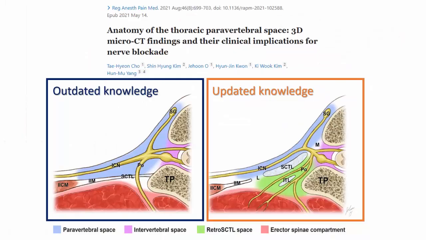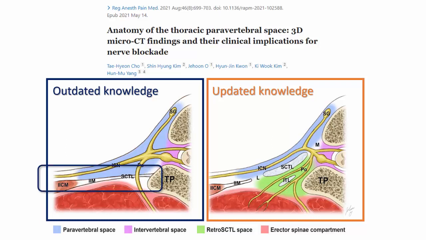Our understanding of the thoracic paravertebral space and its communications with the plane under the erector spinae muscle has been further enhanced by this unique paper that was published just a few months ago. Cho and colleagues used sophisticated micro-CT scanning techniques to delineate the anatomy of this area. They confirmed a few things.